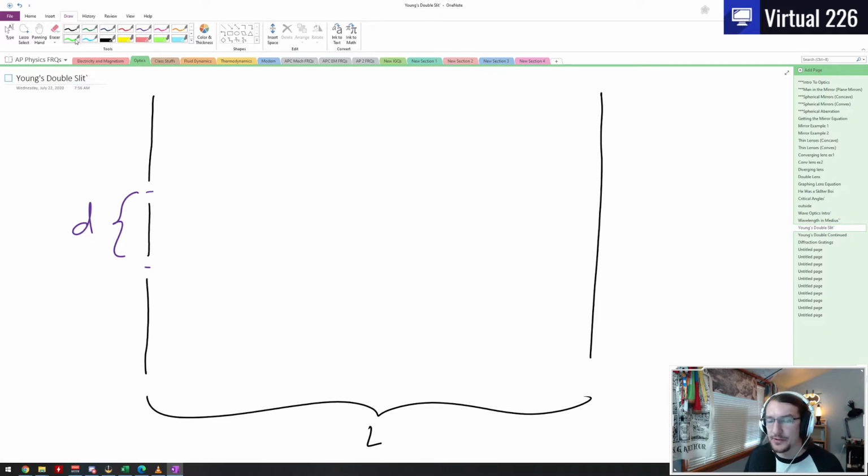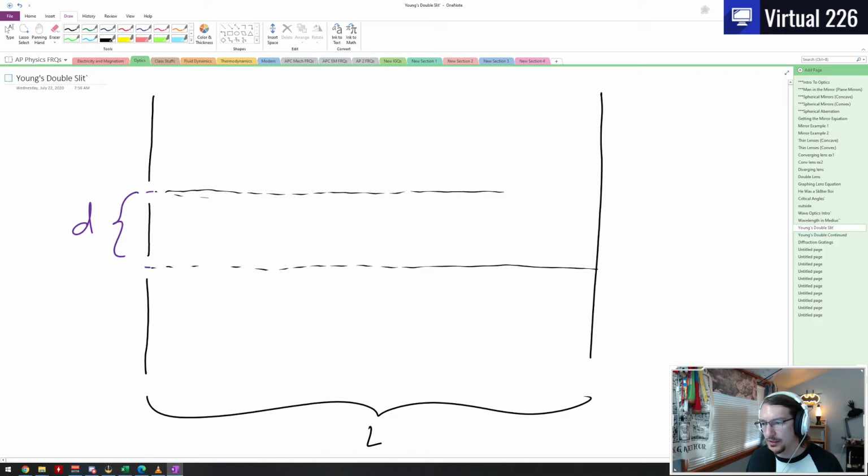And to finish the setup here, we're just going to build some dotted lines going perfectly across to hit our viewing screen like this. Try to do it better than I am here. And that is what we are going to have for the double slit setup. Now, what is actually happening in the Young's double slit?